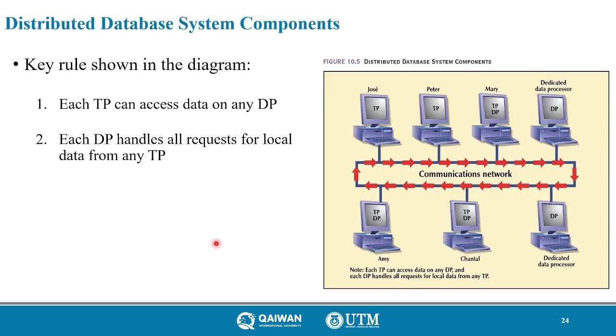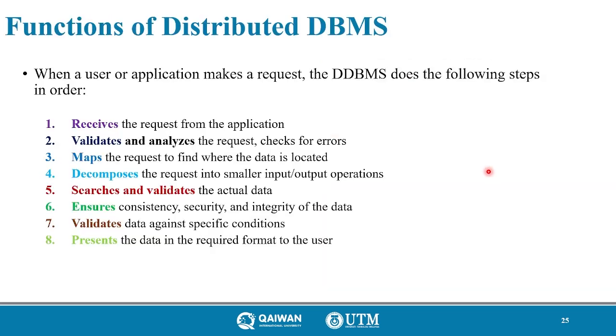Now, the key rule shown in this diagram: we have TP, TP, DP, DP. Each TP can access the data on any DP. For example, this one can access this DP or this DP or even this DP. Each DP handles all requests for the local data from any TP. And this DP, for example, says, I'm glad to serve you. Anyone that comes, the DP will serve.